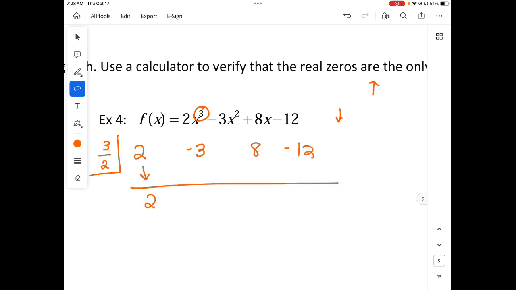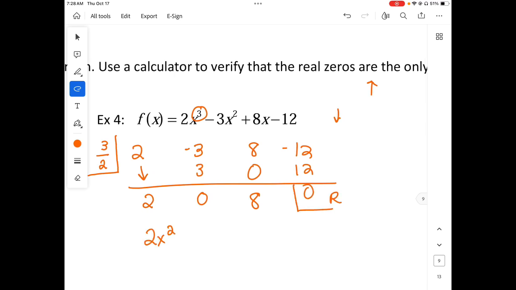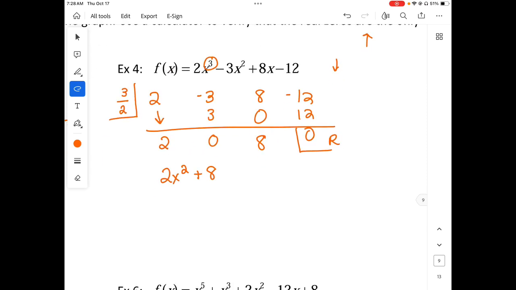That'd be 3, 0, 0, 8. Negative 1/2 of 8 is 12, so that's 0. So it's our remainder. So we have 2x squared plus 8 remaining. So we can factor and solve this. So let's go ahead and do that.